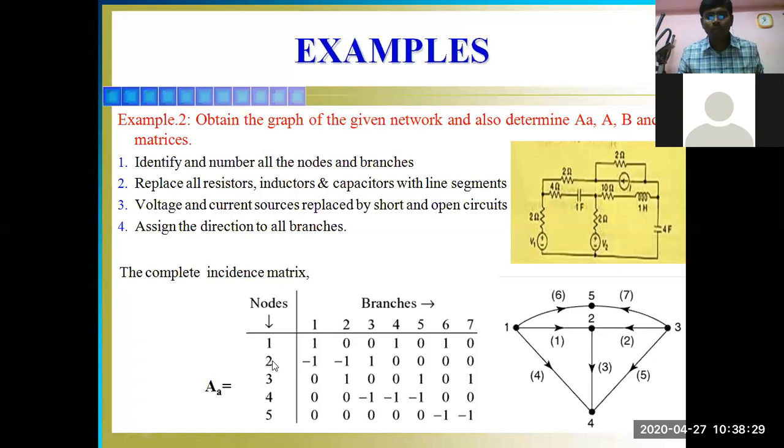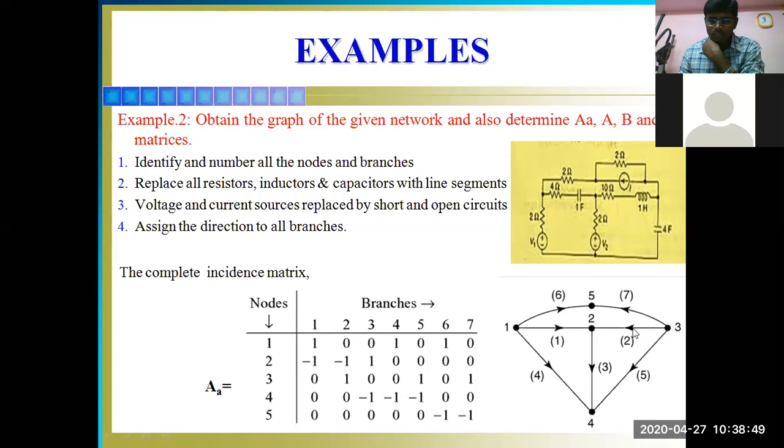Now coming to node 2. What are the branches connected? 1, 2, 3. For branch 1, it is entering into node 2, so therefore minus 1.